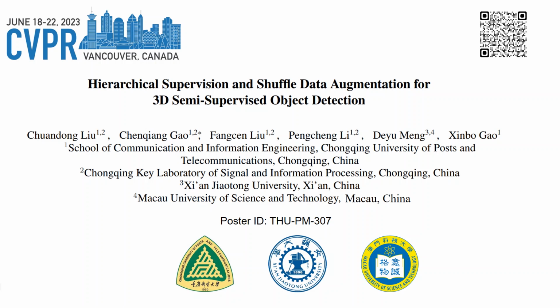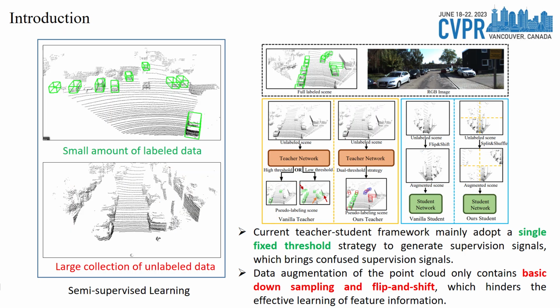Hello, everyone. It's my honor to present a simple introduction on our hierarchical supervision and shuffle data augmentation for 3D semi-supervised object detection. State-of-the-art 3D object detectors are usually trained on large-scale datasets with high-quality 3D annotations. However, such 3D annotations are often expensive and time-consuming, which may not be practical for real applications.